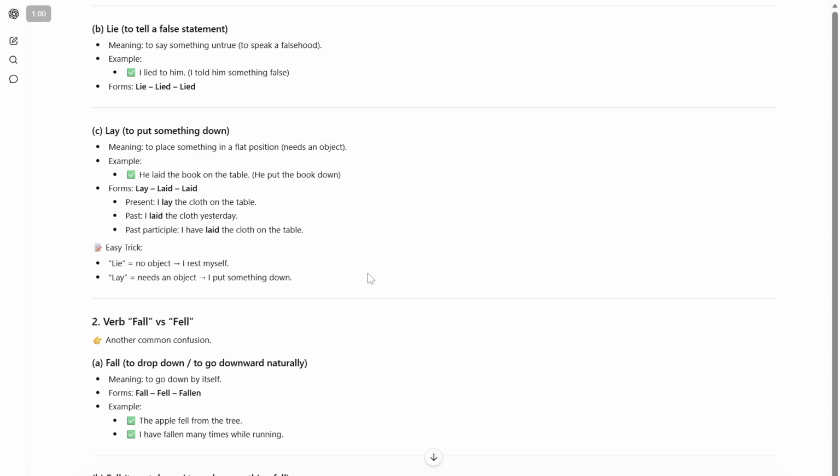Past, I laid the cloth yesterday. Past participle, I have laid the cloth on the table. Easy trick: lie equals no object, I rest myself. Lay equals needs an object, I put something down.